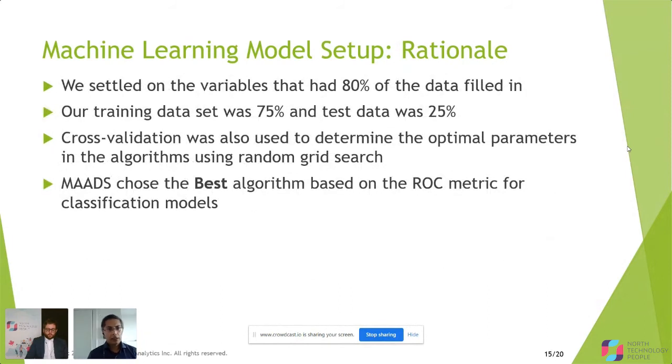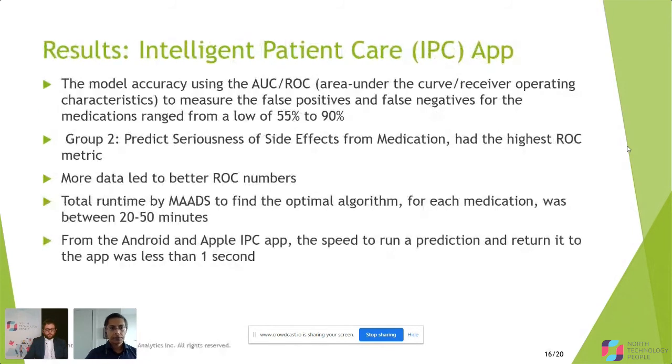So again, we settled on the variables that had 80% of the data filled in. And again, keep in mind that when the data goes to Health Canada, some administrative person is entering that data, right? The training data set was 75-25. We did cross-validation to find the optimal parameters in our algorithm using a random grid search. We used MADS, of course, to find the best algorithm using a metric called ROC, Receiver Operating Characteristics, which is a metric for classification models to determine which is the best model for us.